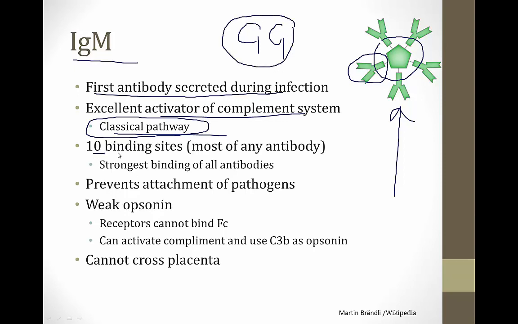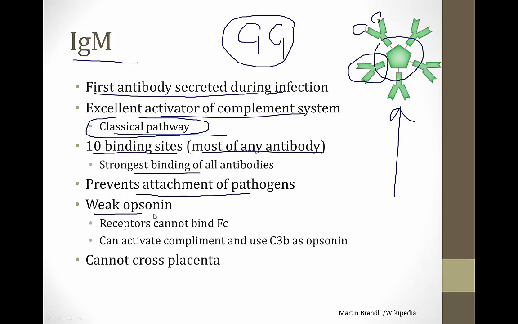There are 10 binding sites on IgM. This is a binding site right here, and this is another one right here, so there are 10 of them. This is the most of any antibody, and IgM is the strongest binding antibody of all the antibodies. One of its best features is that it prevents attachment of pathogens. It's very large, and it clumps onto bacteria and viruses, and then they can't attach to surfaces.